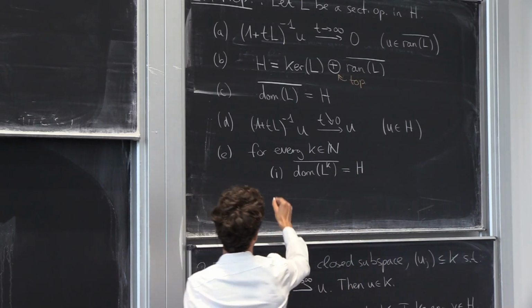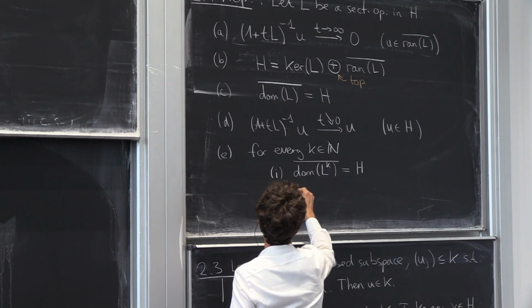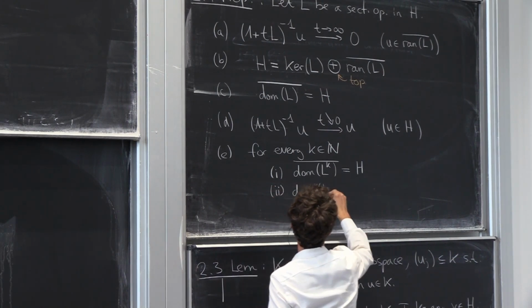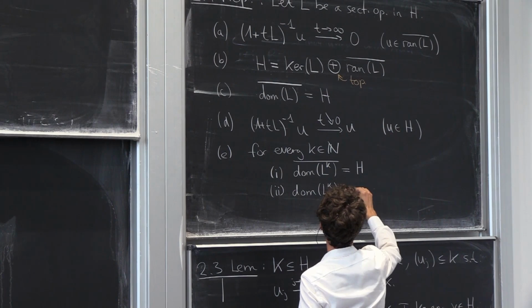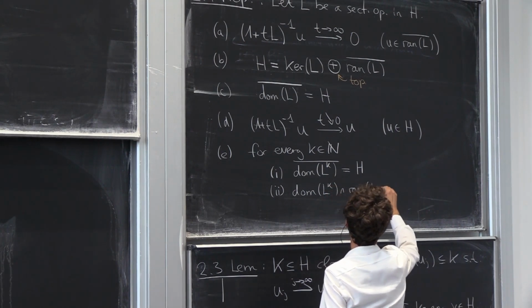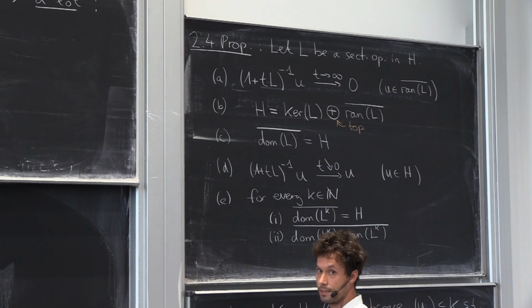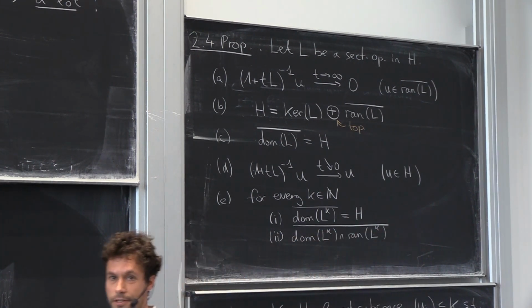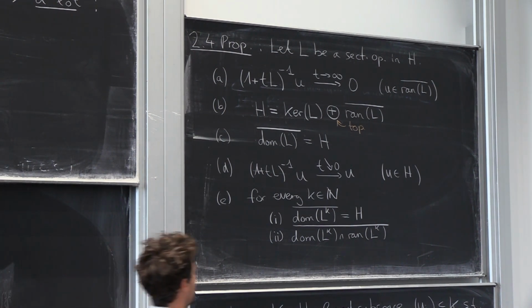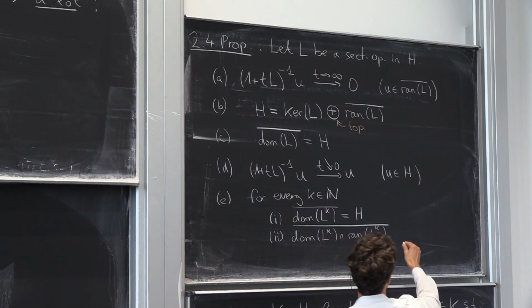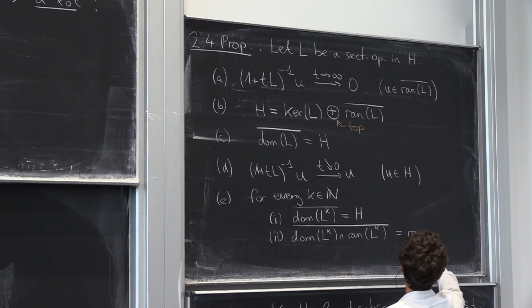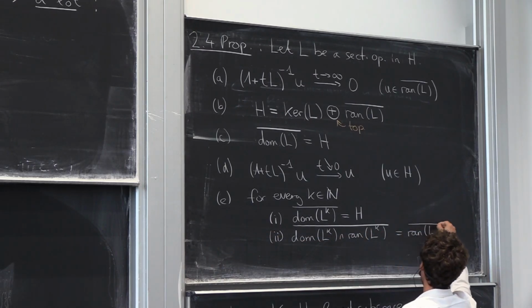You can also look at the domain of L to the k intersected with the range of L to the k, and you take the closure of this. Now with this construction, you're never going to make it out of the range of L, or more precisely its closure. The statement is that the closure of this smaller space is indeed the same as the closure of the range of L.